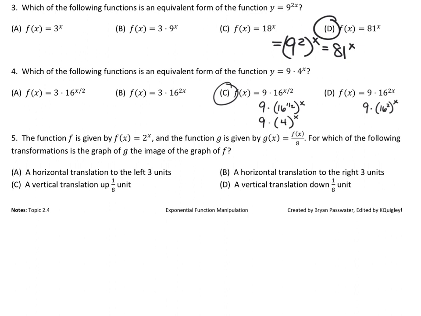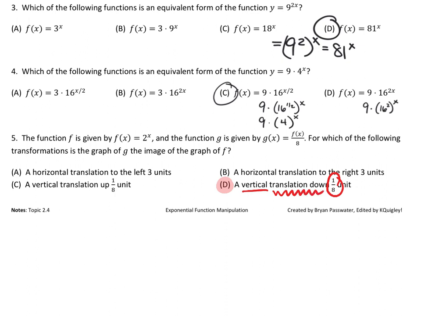The function f is given by f of x equal to 2 to the x, and the function g is given by g of x equal to f of x divided by 8. For which of the following transformations is the graph of g the image of the graph of f? I know that it's very tempting to want to select this answer choice, but it's not right. The reason you wanted to select it is because you see vertical and 1/8. But vertical and 1/8 is my dilation. That's not a translation.